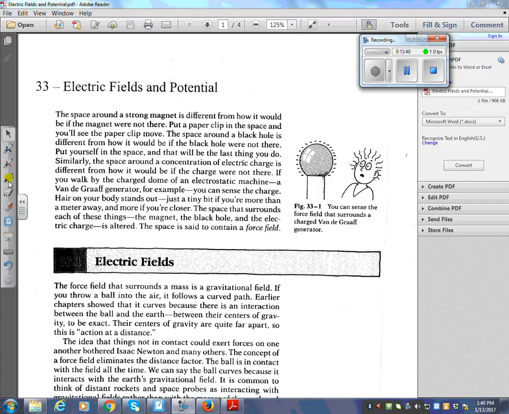If you walk by the charged dome of an electrostatic machine, a Van de Graaff generator, for example, right in there, right? I have to check the belt to see if it works. I'll come in on the weekend and see if it works.